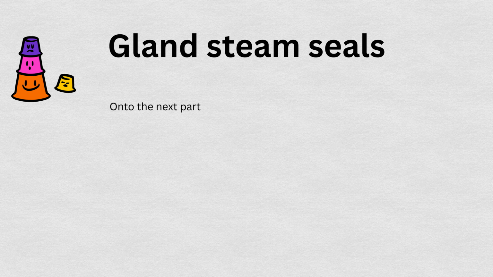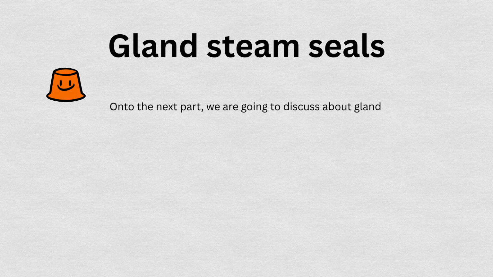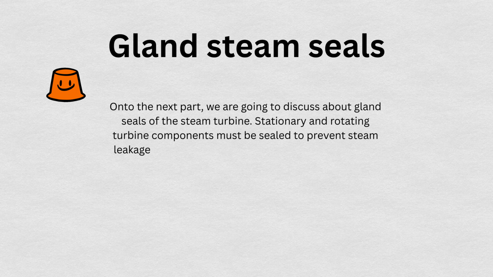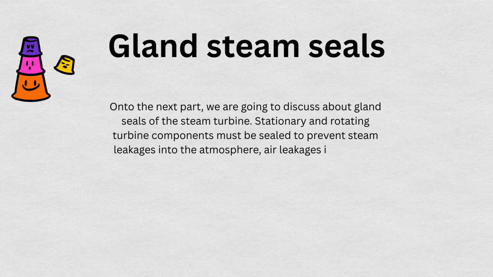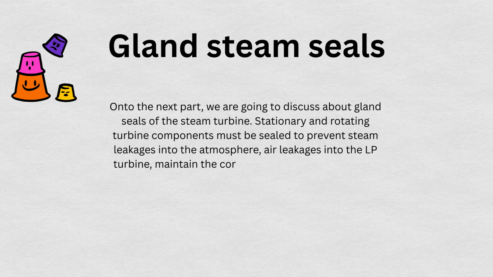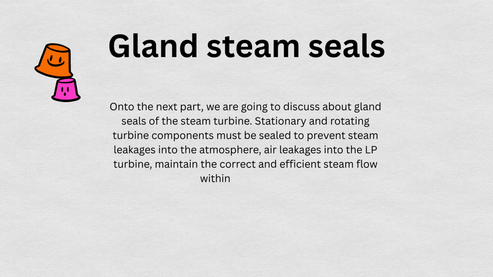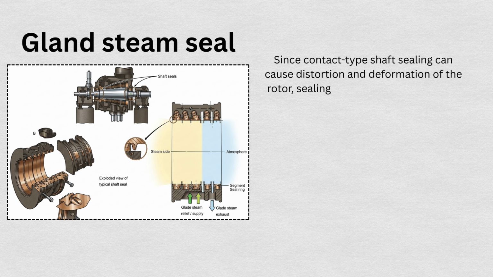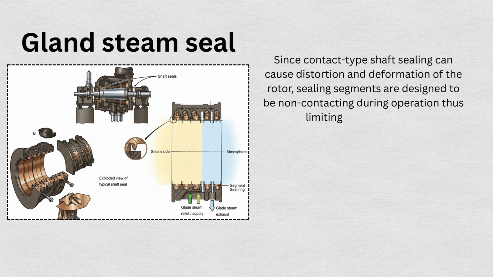On to the next part, we are going to discuss gland seals of the steam turbine. Stationary and rotating turbine components must be sealed to prevent steam leakages into the atmosphere and air leakages into the LP turbine, and to maintain the correct and efficient steam flow within the turbine. Since contact-type shaft sealing can cause distortion and deformation of the rotor, sealing segments are designed to be non-contacting during operation, thus limiting friction effects.